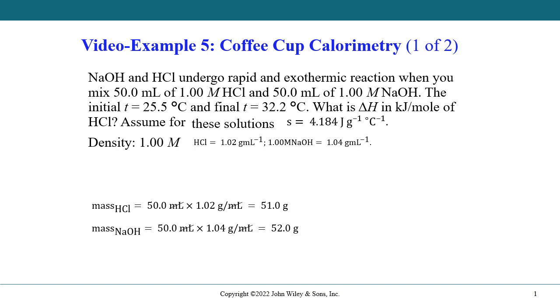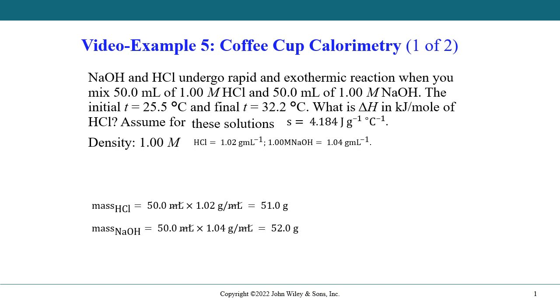equal concentrations of hydrochloric acid and sodium hydroxide. The initial temperature of the coffee cup calorimeter is 25.5 degrees and the final temperature is 32.2 degrees. You are asked to calculate the enthalpy in kilojoules per mole in terms of the hydrochloric acid only.